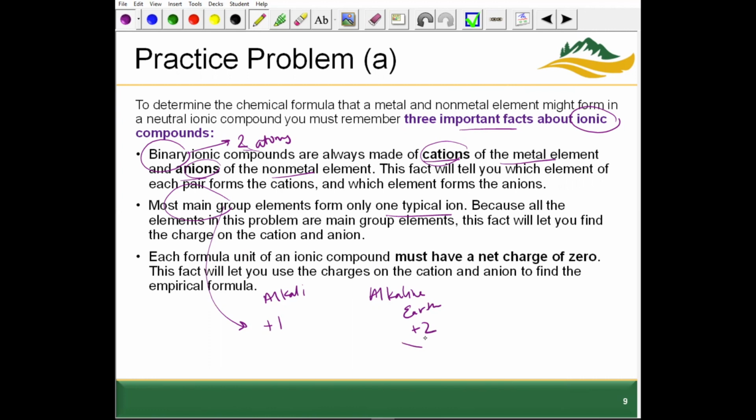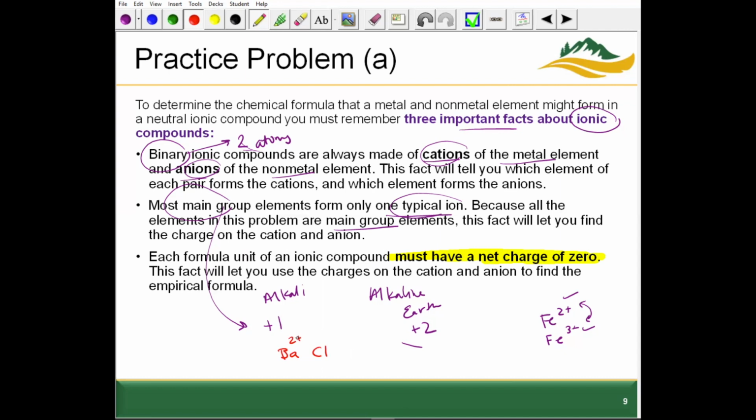It's when we get into the transition metals that we can see metals that form more than 1 type of charge. So like Fe2+ and Fe3+, those don't always form the same kind of iron ion. It can be either +2 or +3. But for main group elements, those generally form just 1 typical kind of ion. Then we can't forget, as we're figuring out the ionic compound, that the net charge has to be 0. So we remember doing this with the cross method, for example.